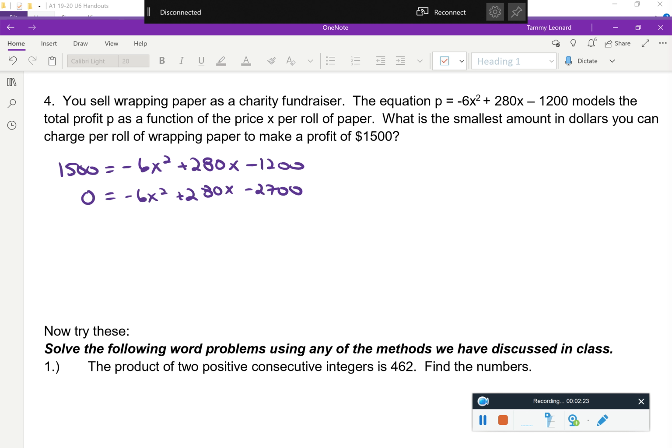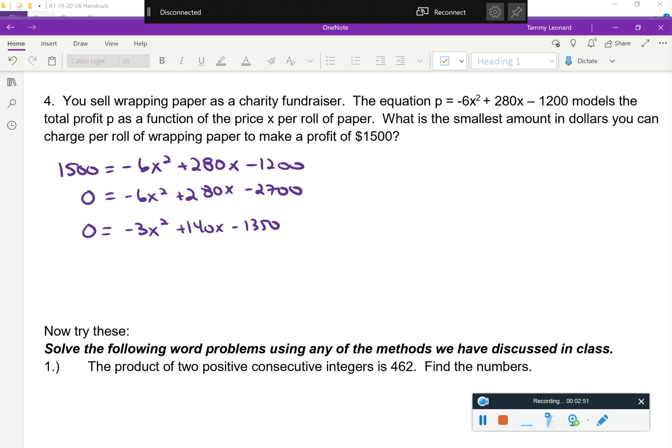It just makes your numbers a little bit smaller, makes it less likely that you're going to have an issue with arithmetic, okay? If you don't notice, you still get the right answer as long as you don't mess up your arithmetic. But when you notice, sometimes it makes a big difference in how hard it is to do the problem. This time doesn't help a ton, especially since we're going to use the calculator anyway, but it's good practice. So let's go ahead and reduce that equation to 0 equals negative 3x squared plus 140x minus 1350.